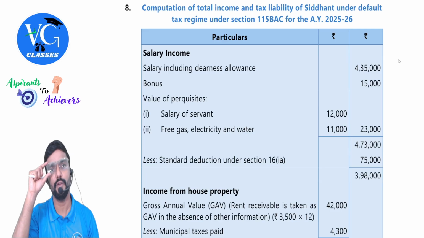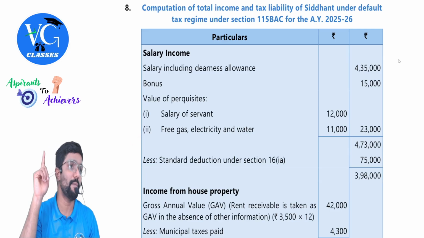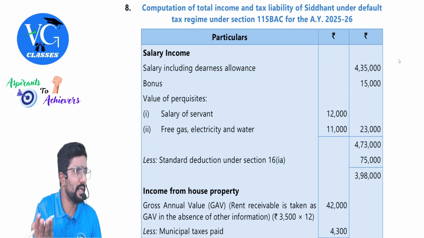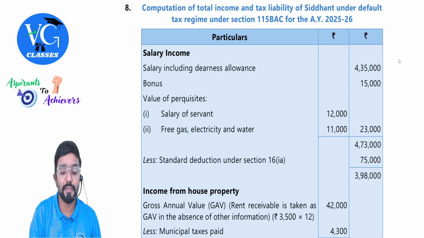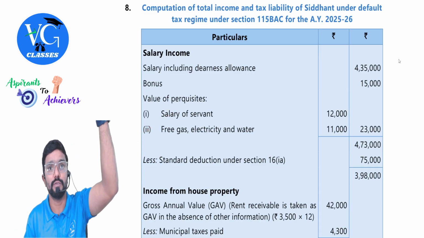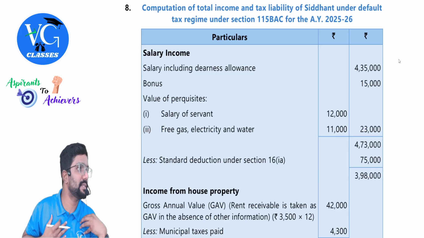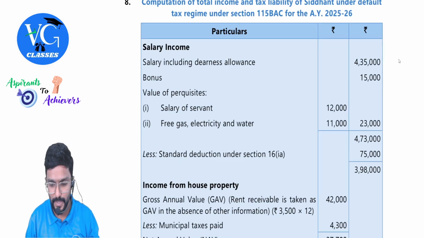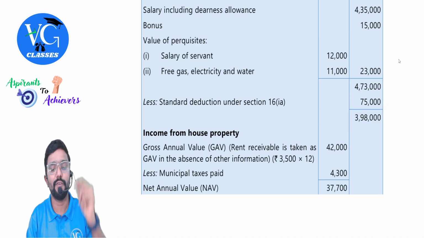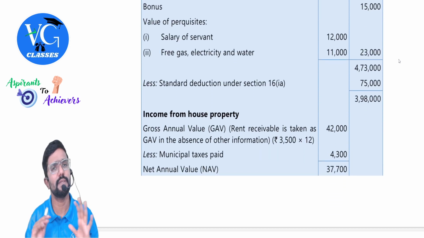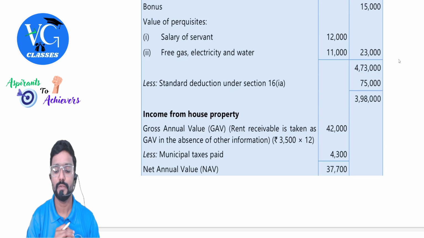Guys, one thing you have to be careful. Here you might also get confused with rent free accommodation. Nowhere in the question have they told that the employer provided the accommodation. Siddhant is paying a rent for it. That means he is paying by himself. Clear? Because later they give that there is free gas, electricity, water provided. Only free gas, electricity, water is provided by the employer. House is taken care of by Siddhant himself. Clear? Yes. Standard deduction under default regime. We are following default regime first. Okay, now what is the standard deduction under default regime? 75. Yes, sir. So income from salary is 3,98,000.